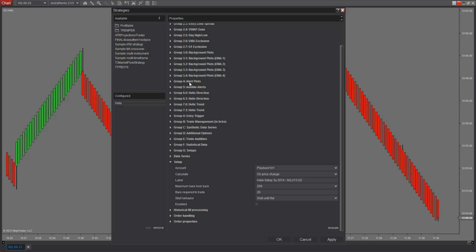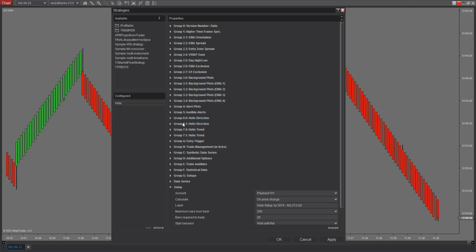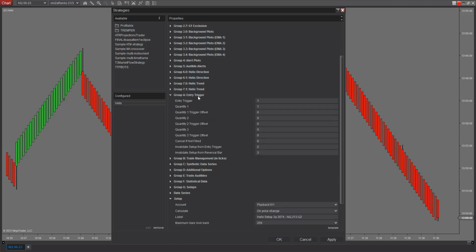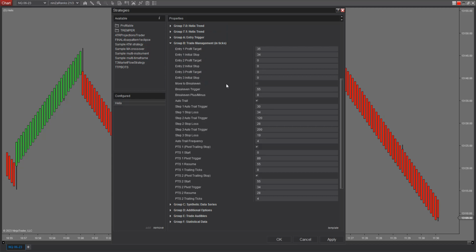As you start getting into the trade management, you'll notice all the number groups are plotting things, and all the alpha groups are trade management. That's how the word Helix came to be, because this used to be an indicator and all this used to be a strategy, and I married them together and they've been living happily ever after. But the triggers, you've got your different quantities and offsets in either direction if you want them. And then in B, you've got all your trade management, your targets, your stops.